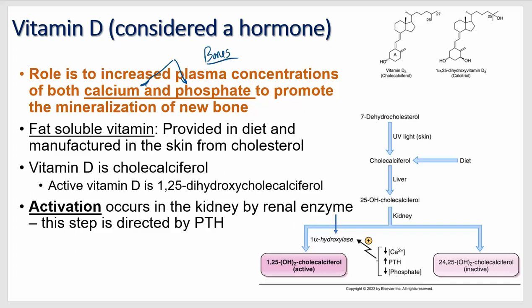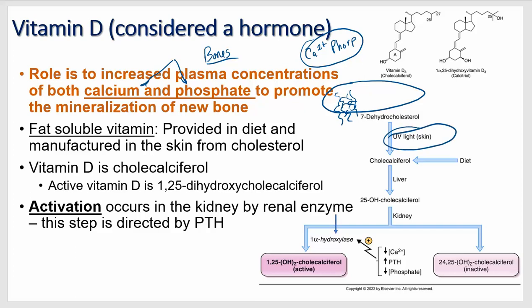All right. So because you're putting calcium and phosphate together, remember calcium and phosphate were part of that hydroxyapatite, which is part of the structure of the bones. Okay, it's that lattice network of calcium and phosphate. So vitamin D is good for you for that reason. It's provided in the diet and manufactured in the skin from cholesterol. So UV light can manufacture vitamin D.